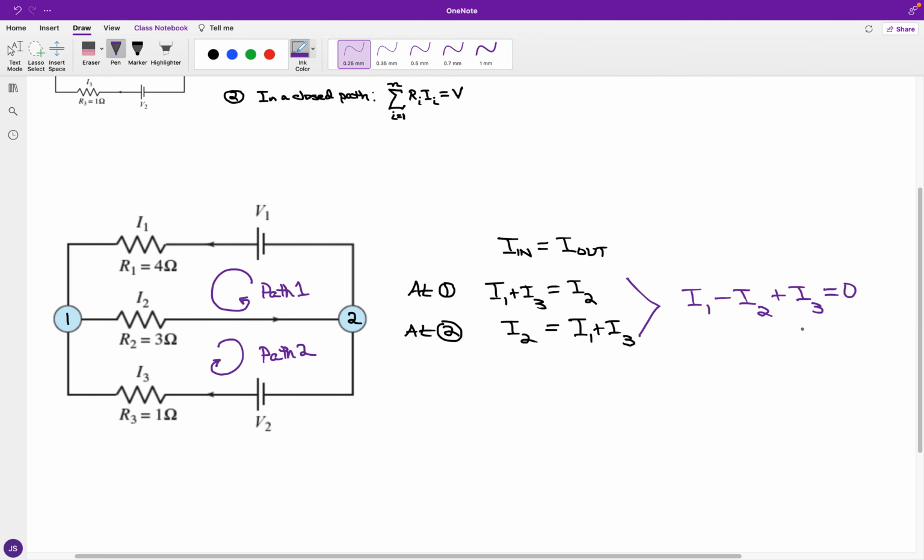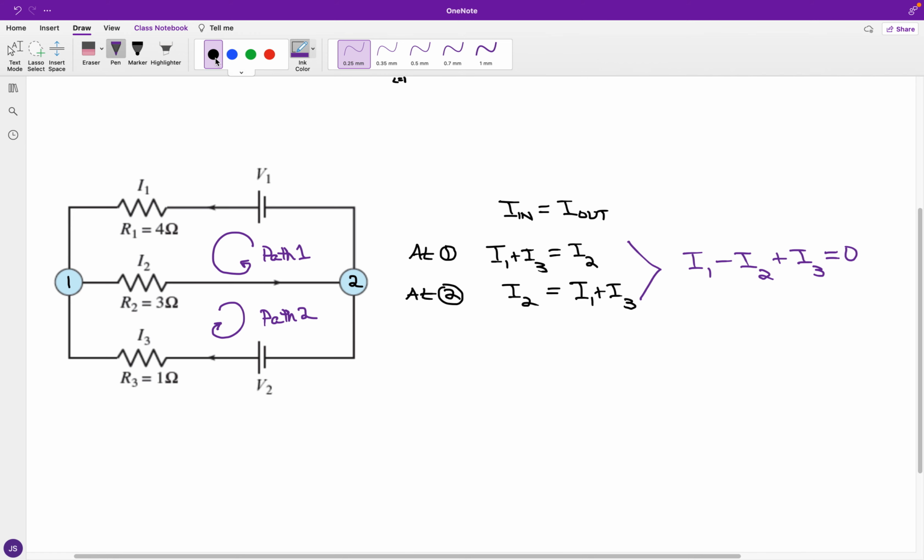is equal to 0. Now, for the second of Kirchhoff's laws, as i goes from 1 to n, you're looking at the sum of the products equal to the voltage in that particular closed path.